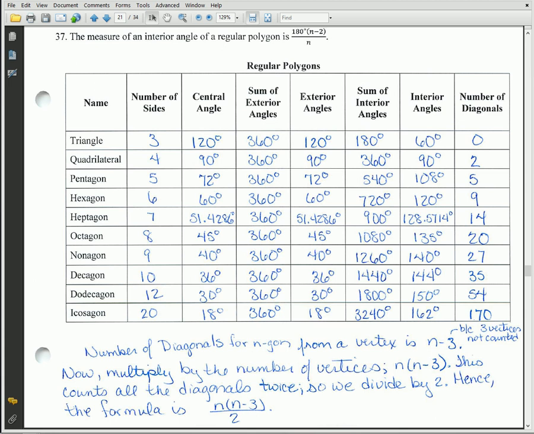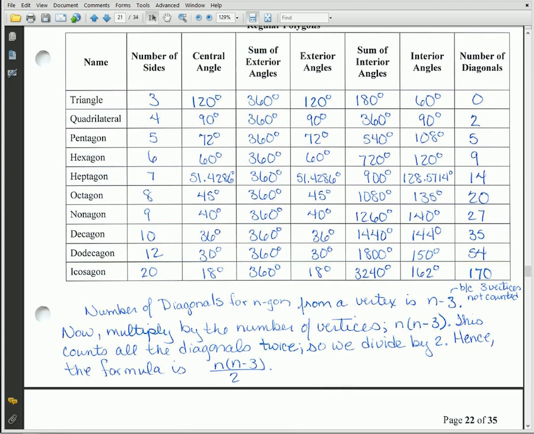Now this is a nice little chart. You can memorize it. I usually just find it. I don't try to memorize it. So it tells you the different types and the number of sides. So a triangle has 3, quadrilateral 4, pentagon 5, hexagon 6, and so forth. It tells you the central angle, the sum of the exterior angles, which is all the same, doesn't matter what kind of figure it is, it's always 360. The exterior angle, the interior angle, the sum of the interior angles, and the number of diagonals.